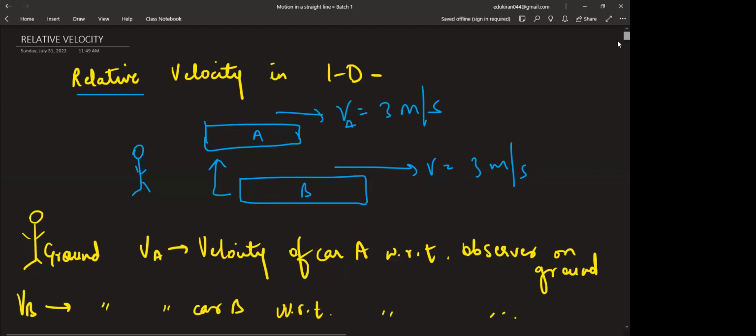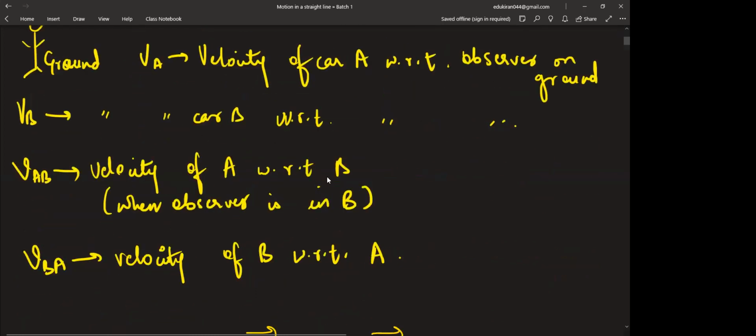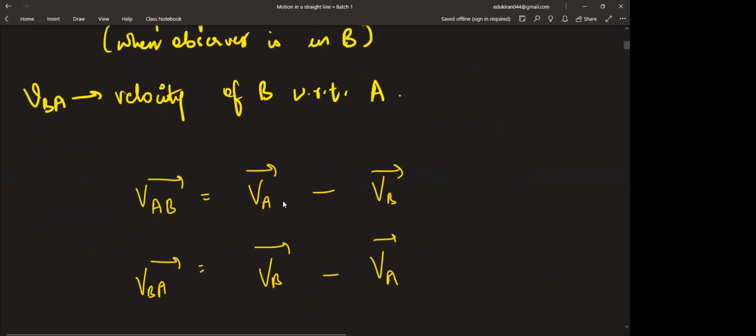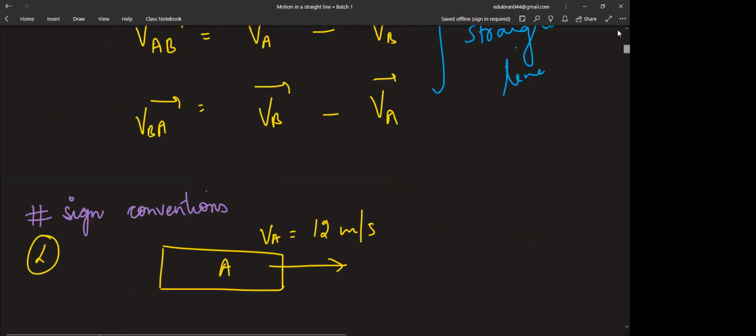When you say VAB, that means the velocity of A with respect to B. And likewise, VBA means velocity of B with respect to A. See, this is the meaning of VAB and VBA when we write. VAB means velocity of A minus velocity of B. And if it is VBA, then it means VB minus VA. This is for a straight line. Write it till here, then I'll tell you the sign convention.